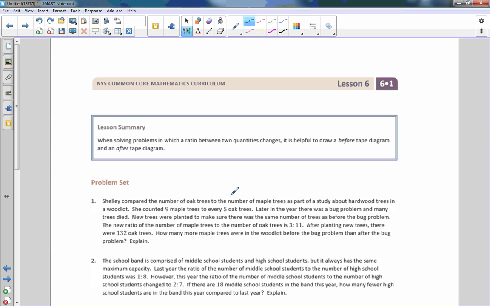Okay, the lesson summary says when solving problems in which a ratio between two quantities changes, it's helpful to draw a before tape diagram and an after tape diagram. That is the end of lesson 6. Go do your problem set.